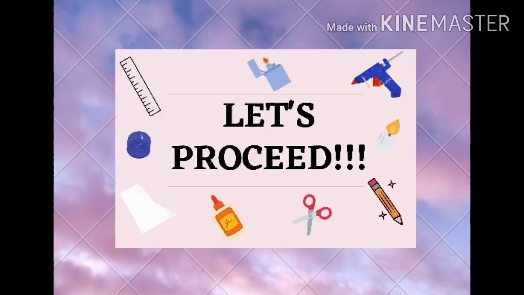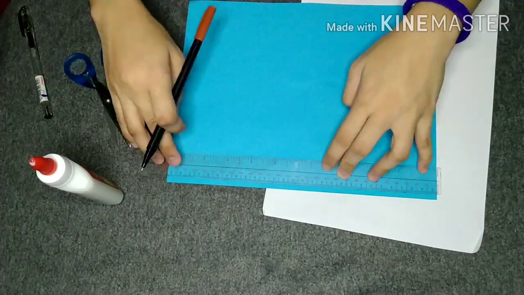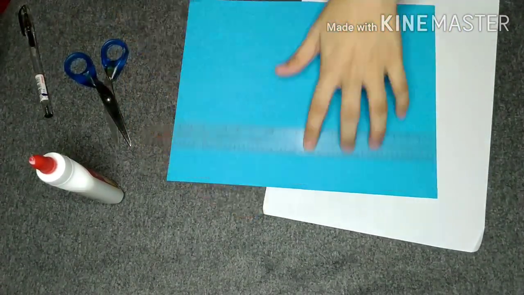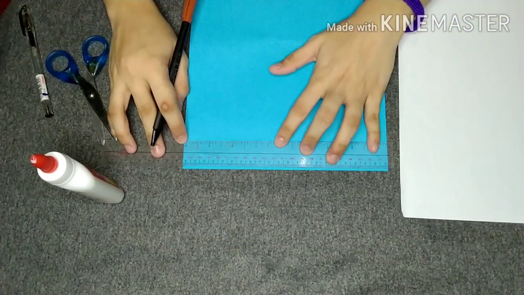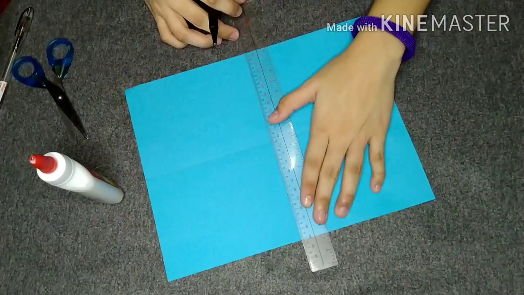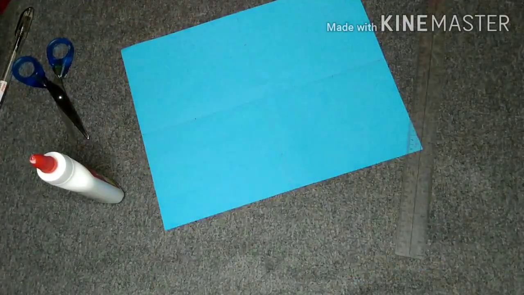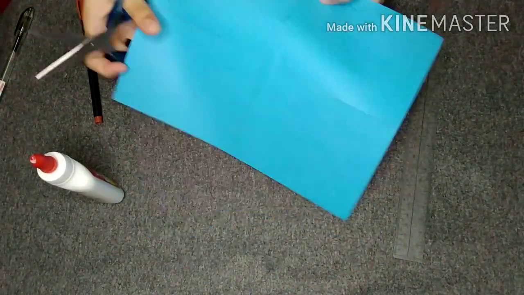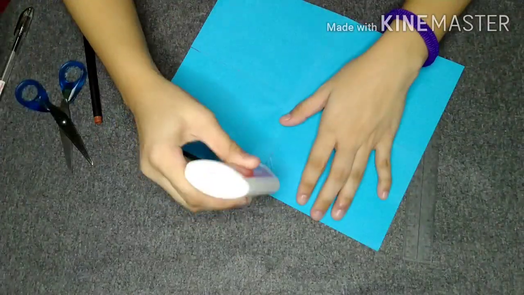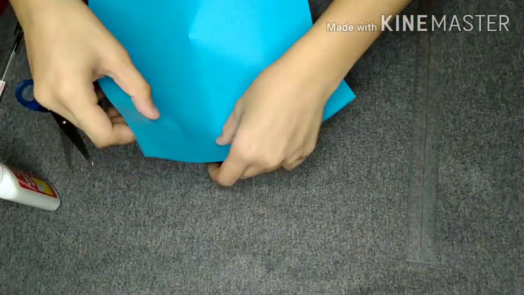So let's proceed. Our first step is to divide the paper into 4 parts. In our second step, mark 4 cm and 6 cm on each edge of the paper and cut it. Then put glue and connect it. This blue paper represents the canopy of the parachute.